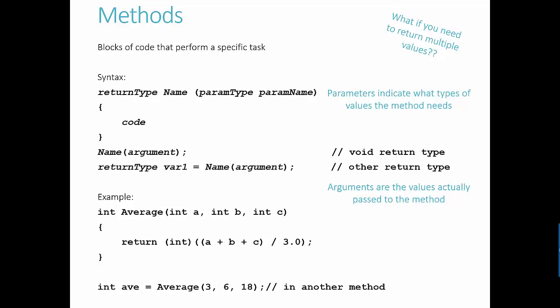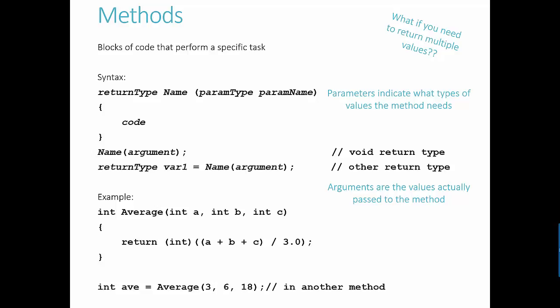Methods use parameters to indicate what type of values they need to complete their task. By carefully crafting these parameters, you can make your methods more reusable. Arguments is the term for the value or variable we send to the method. If a method has void as its return type, then you should just call the method directly, passing it an argument for each parameter. However, if a method returns a value of a particular type, you must create a variable to store its return value.